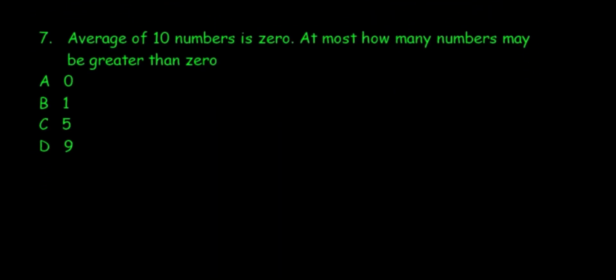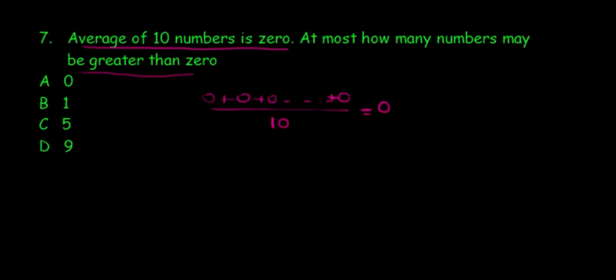Next, let's go. The average of 10 numbers is 0. It's a very similar question to what we've done earlier. The average of 10 numbers is 0, so you're adding 10 different numbers, and the average of them ends up being 0. At most, how many numbers may be greater than 0? It's actually the exact same question, just with the values changed. So give it a go. You must know how to do that.